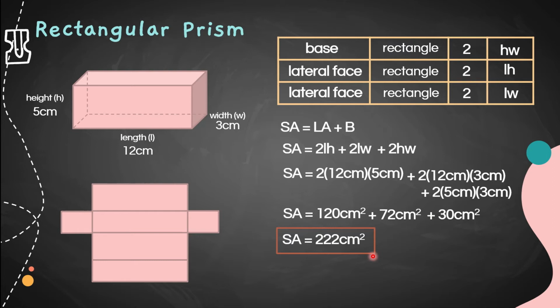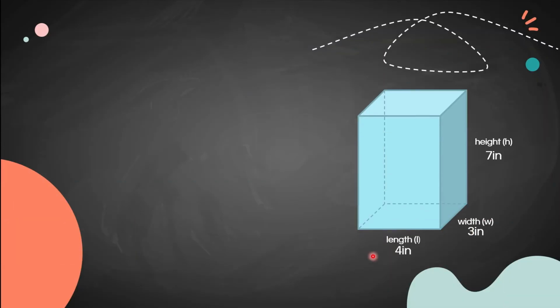Another example. So given the figure, the length is 4 inches, the width is 3 inches, and the height is 7 inches. To find its surface area, let us use the formula 2 times length times height plus 2 times length times width plus 2 times height times width.